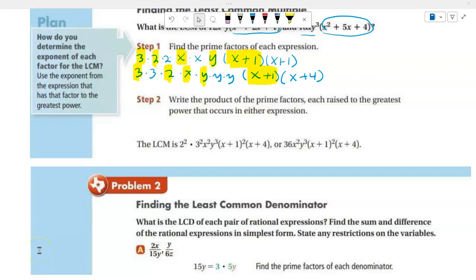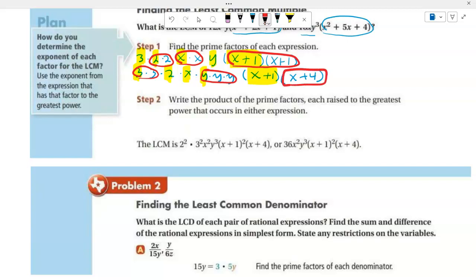Now that we have the common factors, we're going to use that information and figure out which one we had the most of. So here we had the most, 3 times 3. Now we had the most here, 2 times 2. We had the most here, x times x. We had the most here, y times y times y. And here we had the most x plus 1 times x plus 1. And of course we have to include this one since we didn't have anything in common.